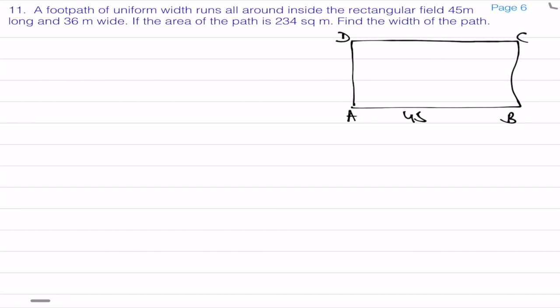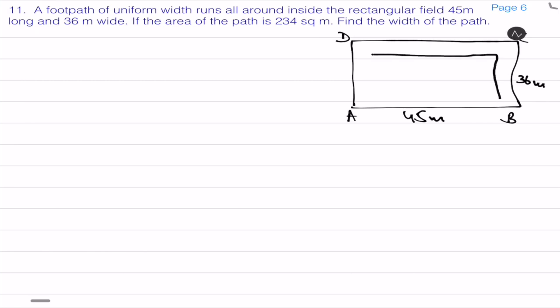A footpath of uniform width runs all around inside a rectangular field 45 meter long and 36 meter wide. If the area of the path is 234 square meter, find the width of the path. Children, all these type of questions you are already doing from class 7 onwards. So see, there is a rectangular field ABCD whose length is 45 meter and width is 36 meter. There is a path which is running inside the rectangular field.